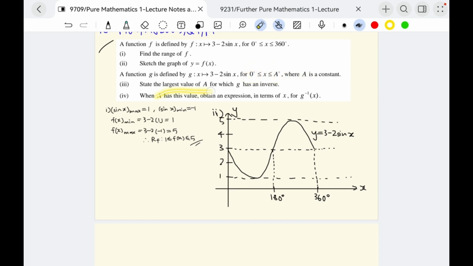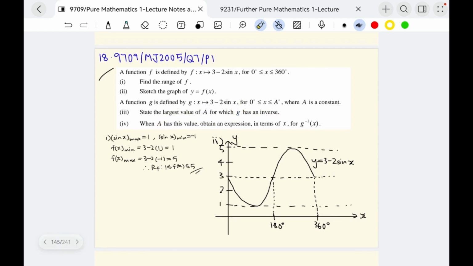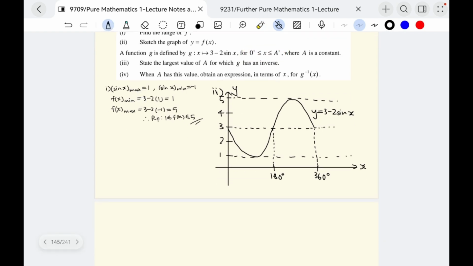State the largest value of a for which g has an inverse. So as you can see, g(x) is exactly the same function as f(x), just that g has a different domain compared to f(x). So in order for g(x) to have an inverse function, what we can do is the sacrifice of the domain.